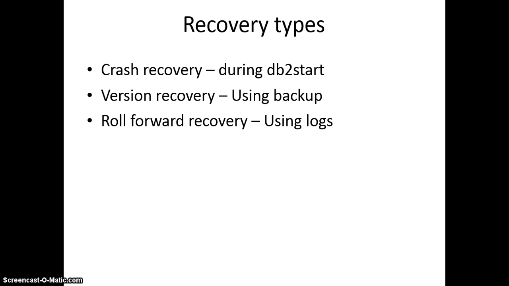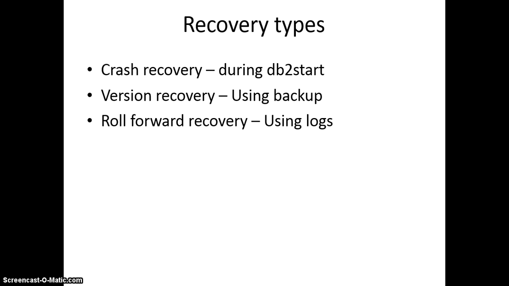There are three recovery types. One is crash recovery, the second is version recovery, and the third is roll forward recovery. So the crash recovery in DB2 happens automatically when the database is activated if you set a parameter called auto restart. And the version recovery is something which you do using the backups that are taken. And then the roll forward recovery, you need a backup as well as the logs, the transaction logs after the backup to roll forward the database to a point in time.